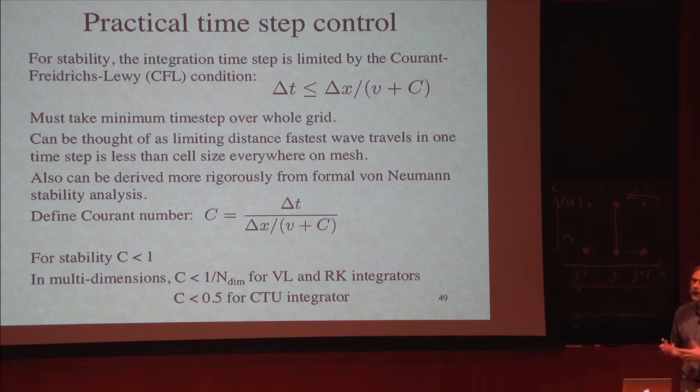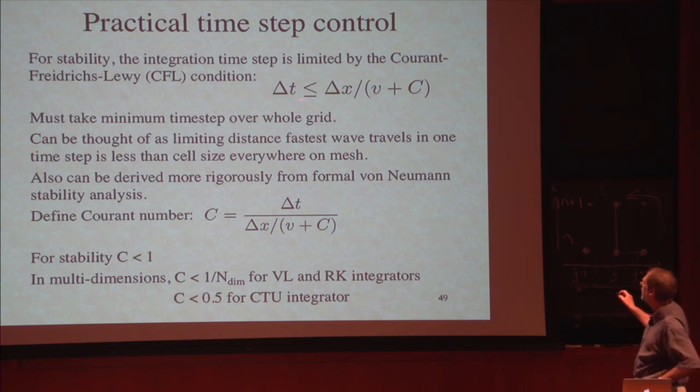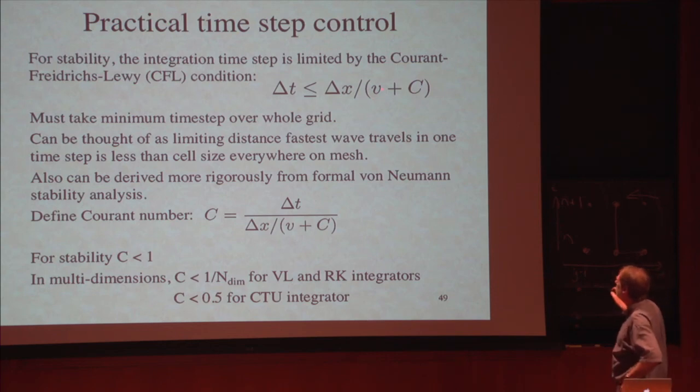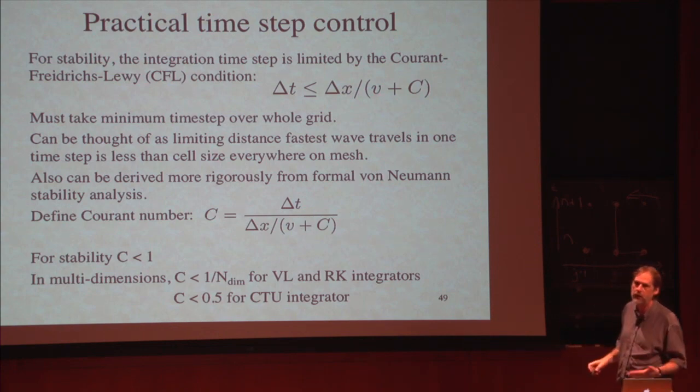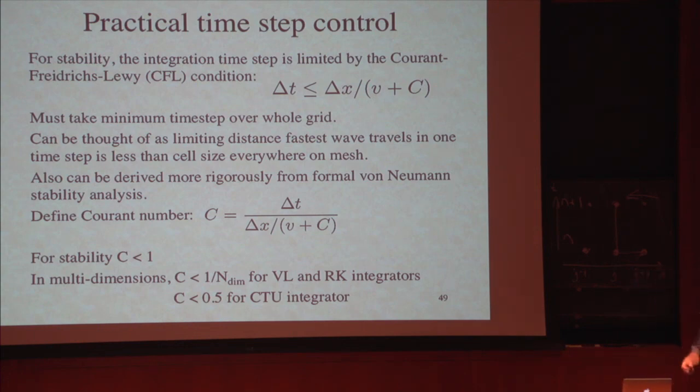So another ingredient to the overall code is time step control. And we go back to the CFL condition. That's the fundamental limit for evolving the equations. Delta t has to be less than what amounts to the wave propagation time across the cell. In other words, in the frame of the fluid moving at velocity v, the fastest wave in the flow cannot move a distance more than delta x in the time step delta t. That's the physical interpretation of the CFL condition.